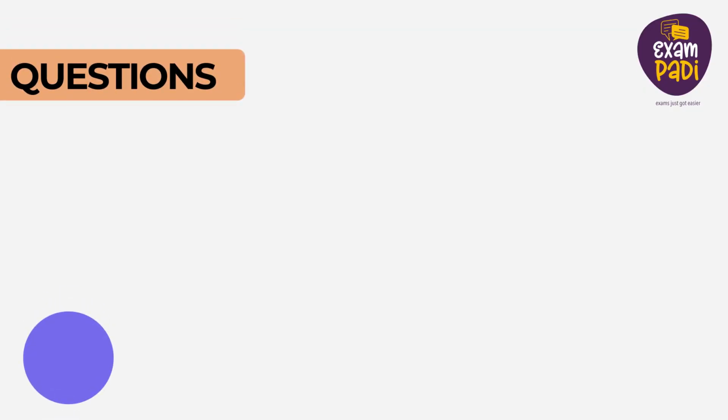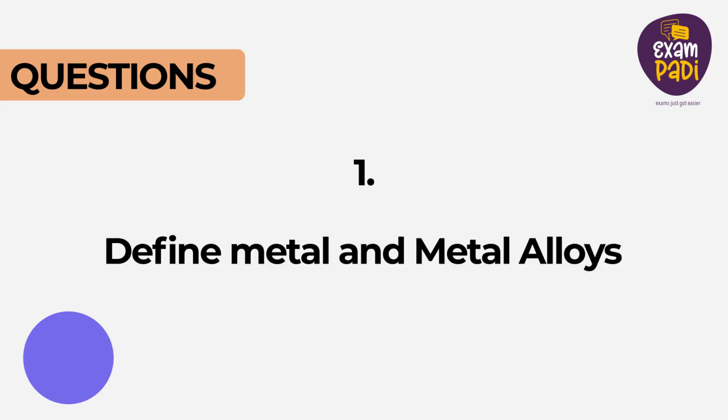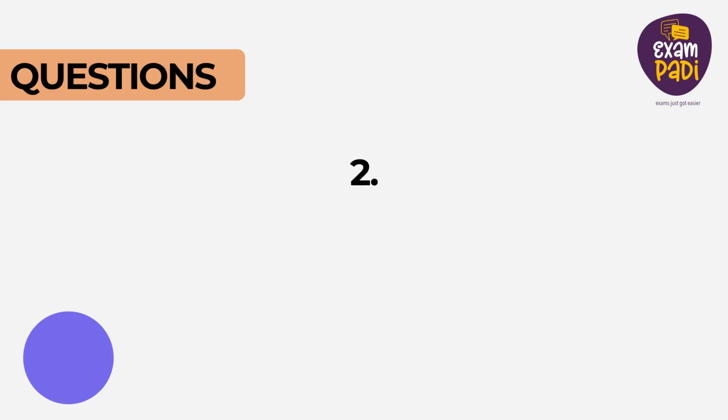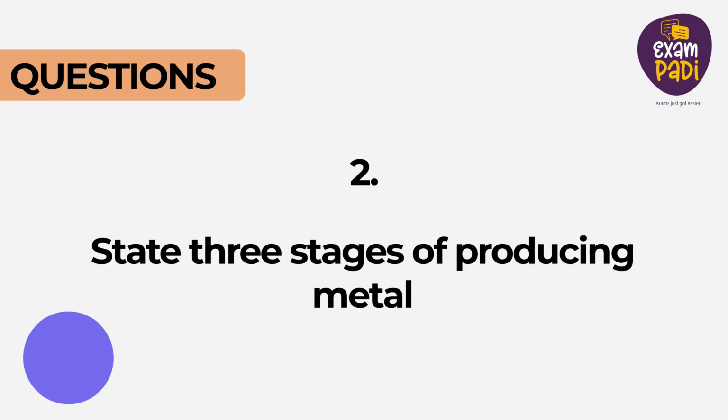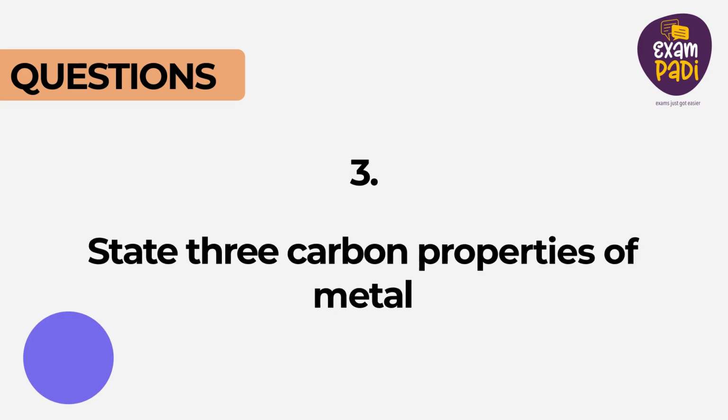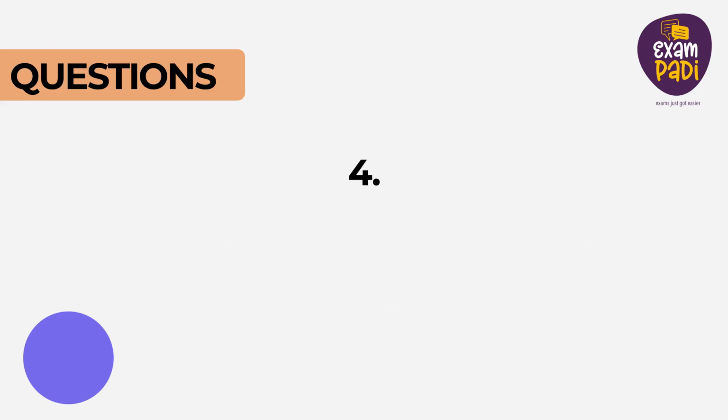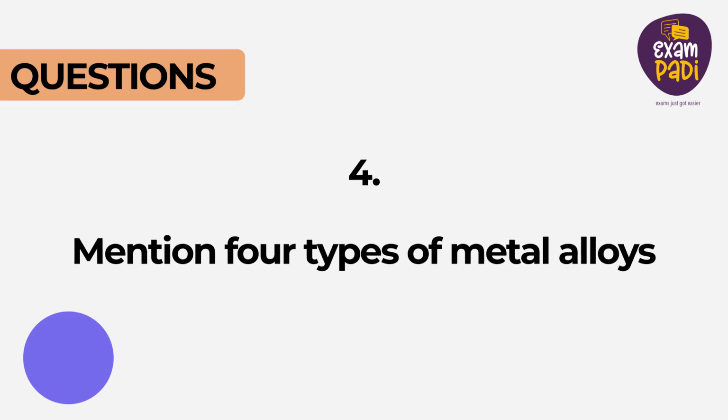Try out the following questions to test your knowledge of the topic. Number 1, define metal and metal alloy. Number 2, state 3 stages of producing metal. Number 3, state 3 carbon properties of metal. Number 4, mention 4 types of metal alloy.